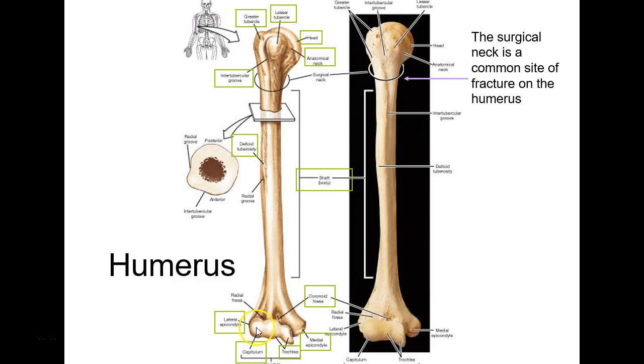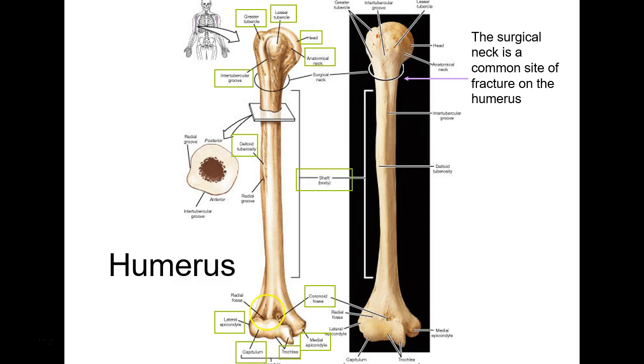Now, the way I learned it, you had two separate condyles down here. One was called the capitulum, and then from here to here was a condyle called the trochlea. The way your book describes it now, they're calling this whole thing one condyle with two separate parts. Doesn't matter, it's just semantics, right? So they're calling the capitulum part of that condyle, and they're calling the trochlea part of that condyle.